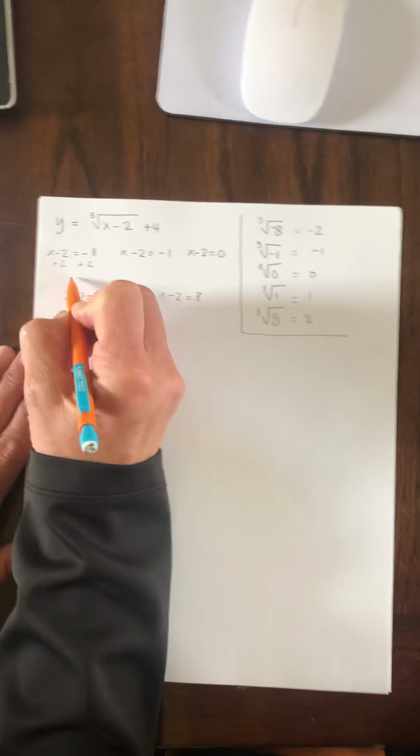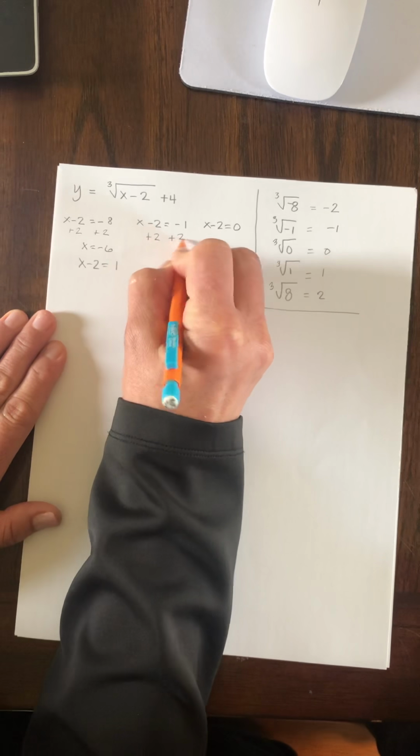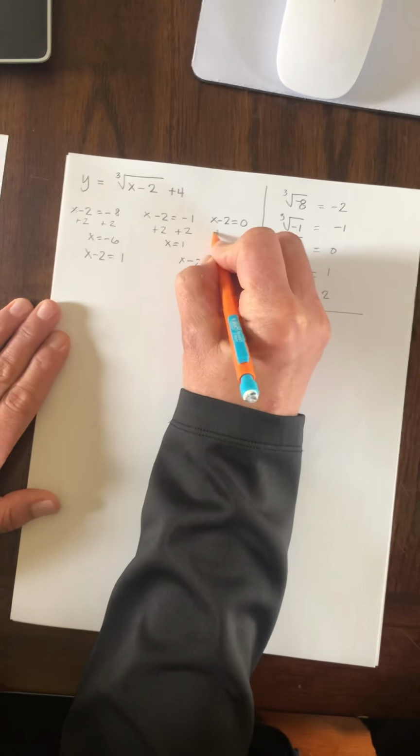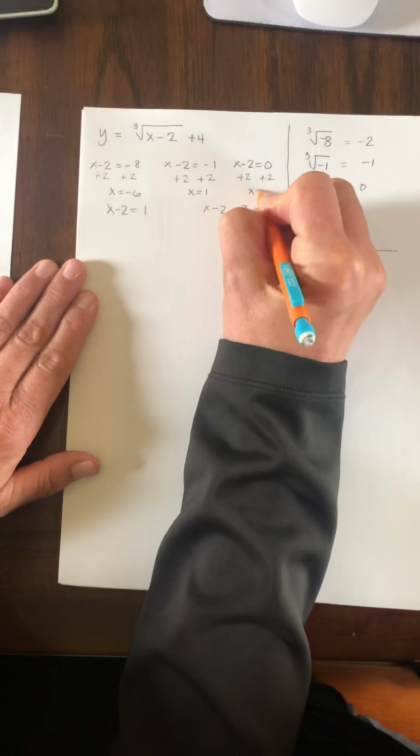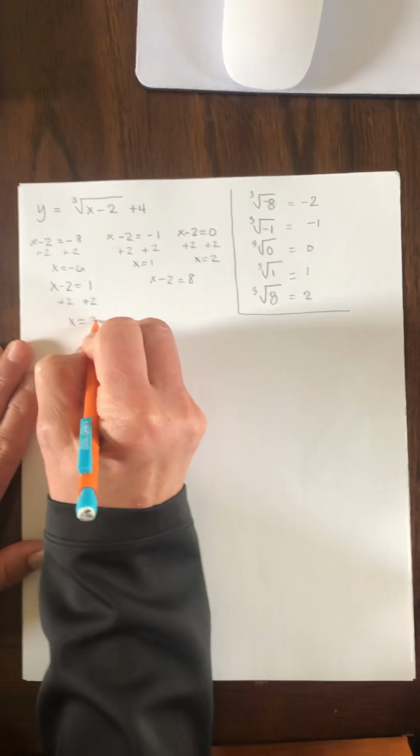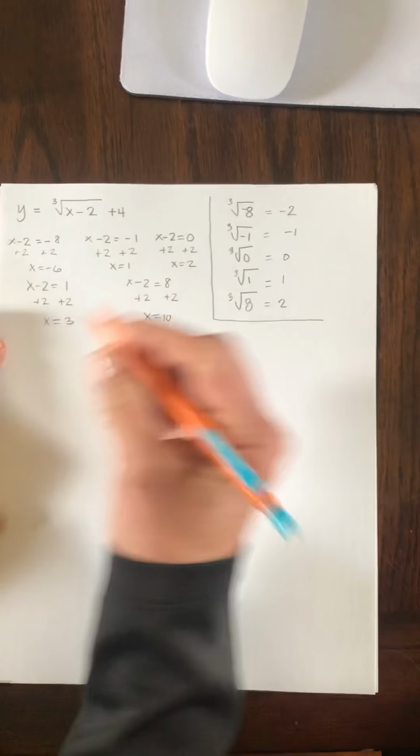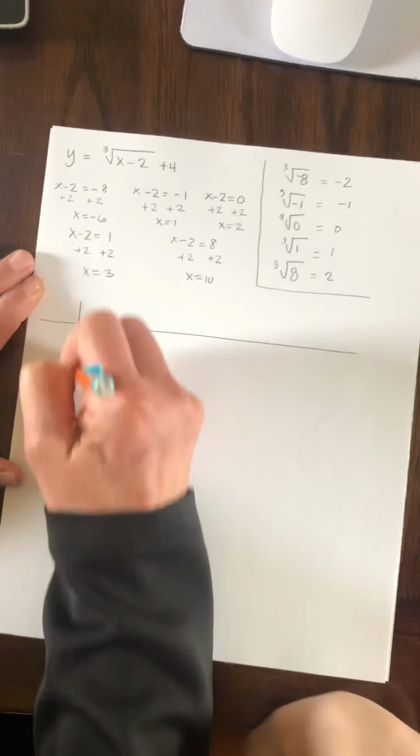So adding 2 to those, this gives you -6. Adding 2 here, this gives you 1. Adding 2 here gives you 2. Adding 2 here gives you 3. And adding 2 here gives you 10. Well, those are your x values that go in the chart.